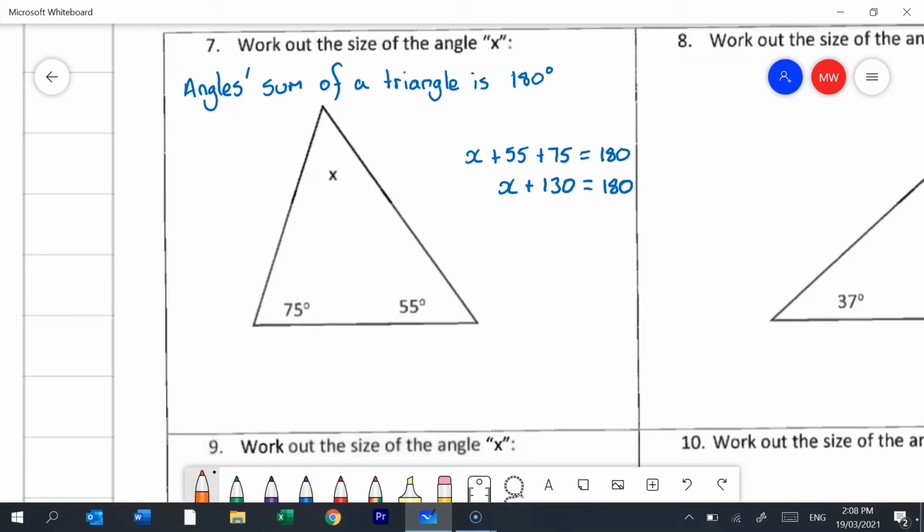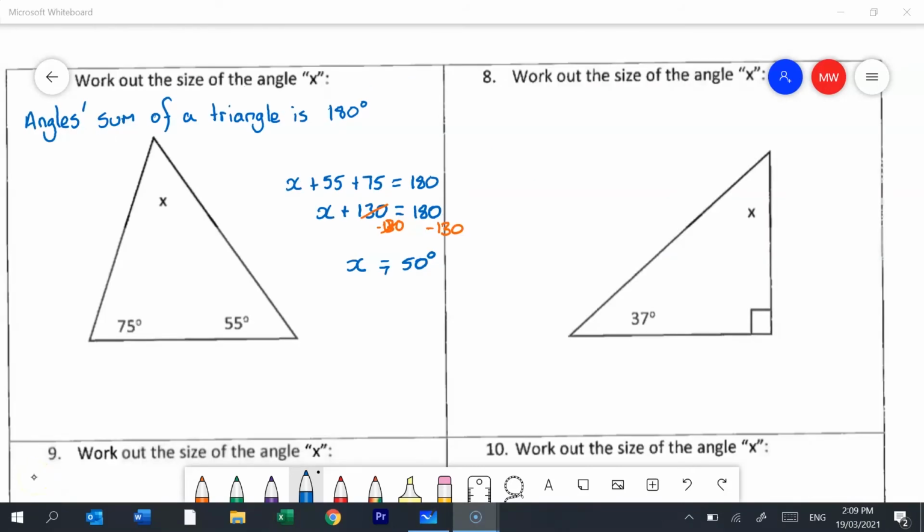Now I'm swapping to the balance method. It says to add 130, so I'm going to take that away. That will cancel it. Anything I do to one side, I must do to the other. All I have left is x, and all I have left is 50 degrees. So the answer to this is that x is 50 degrees.